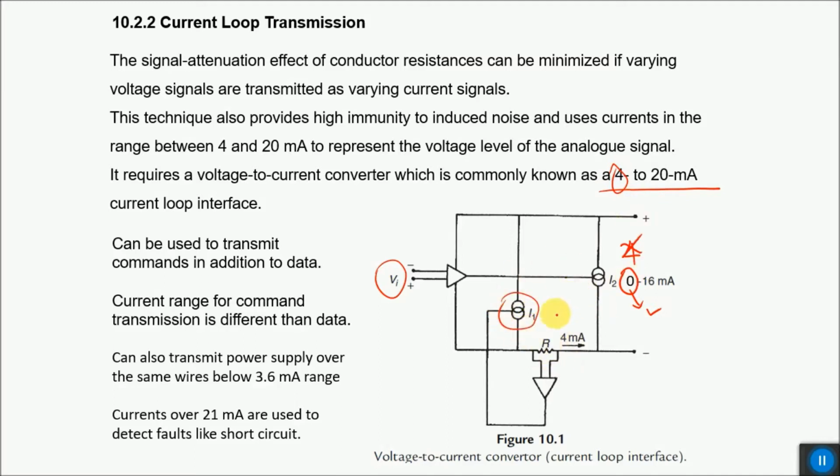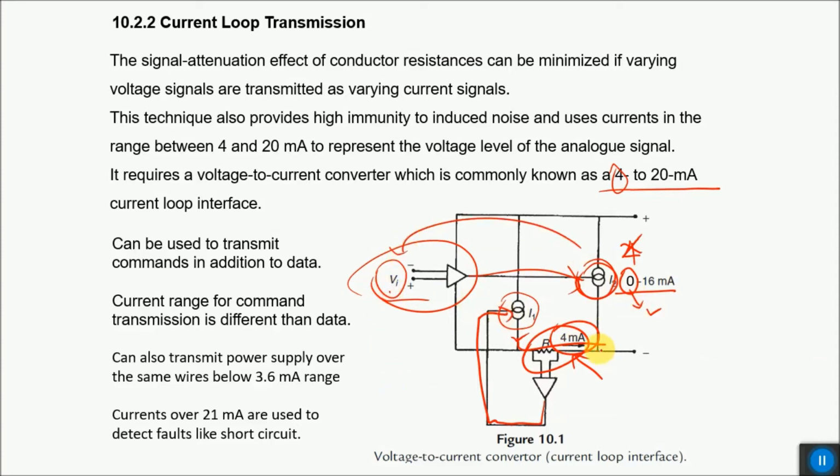So here is your first current source I1, and here is your second current source I2. I1 has a constant reference based on which some current will pass through this resistance, and the voltage across this resistance will be a constant voltage. That constant reference is applied to this current source, and it will produce a 4 milliampere current. This 4 milliampere current is constant and will never change, and it is an offset to the current produced because of your voltage signal. That voltage signal is used as a reference to your second current source, and it will produce a current of 0 to 16 milliamperes based on the magnitude of your input voltage. Now this 0 to 16 and this 4 are added to get a 4 to 20 milliampere current output.